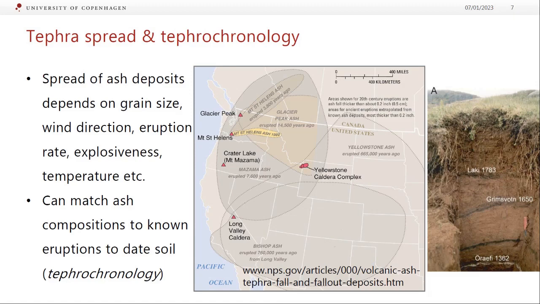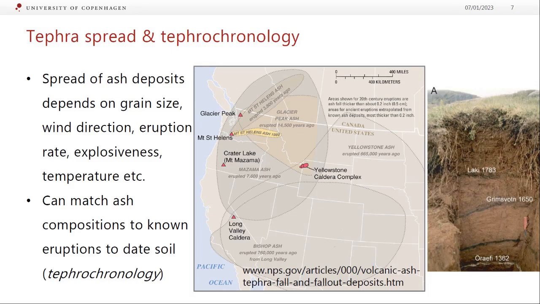Mount St. Helens erupted 3,800 years ago, where it was much bigger, ended up going up to Canada. But some of these other ones are just huge. There's the Glacier Peak ash from about 15,000 years ago. Mazama, which is Crater Lake, that we'll talk about a bit later. And then, of course, the big daddy is Yellowstone. 665,000 years ago, this was enough to cover most of the US in at least half a centimeter of ash. So this is just a huge eruption.